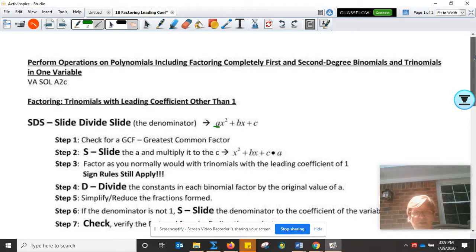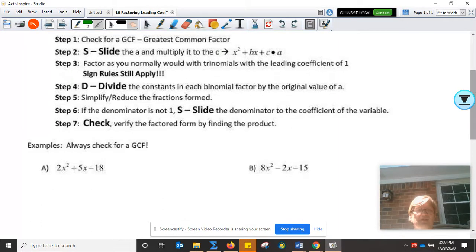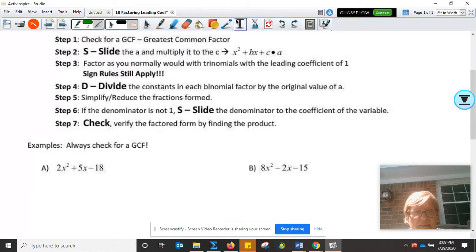All right, so let's do this. First of all, you're going to check for the greatest common factor, just like we have been doing. Then we're going to do our S, slide. Slide the A and multiply the A with the C. That's your constant. So it's going to be x squared plus bx plus c times A. Then we're going to factor as we normally would when the leading coefficient is 1. Same sign rules still apply.